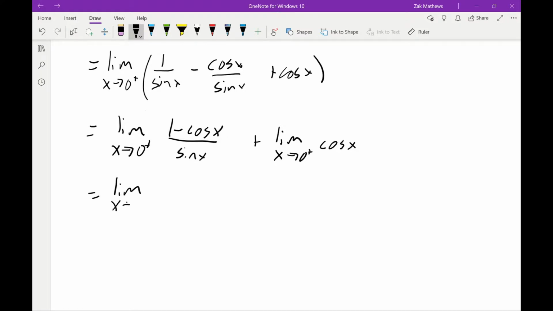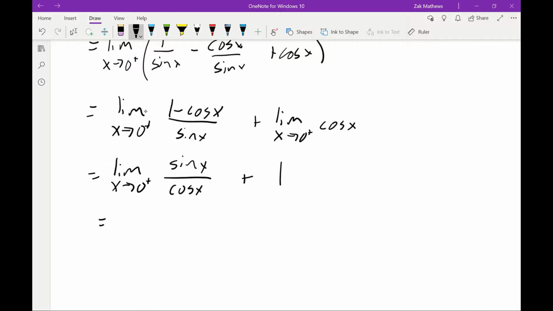So I have the limit as x goes to 0 from the right. I take the derivative of the numerator: the derivative of 1 is 0, the derivative of negative cosine is sine, and then the derivative of sine is cosine. We already said that this limit was just equal to a 1. Now if I plug in my 0, sine of 0 is 0, cosine of 0 is 1, so we get 0 plus 1, which is just equal to a 1.